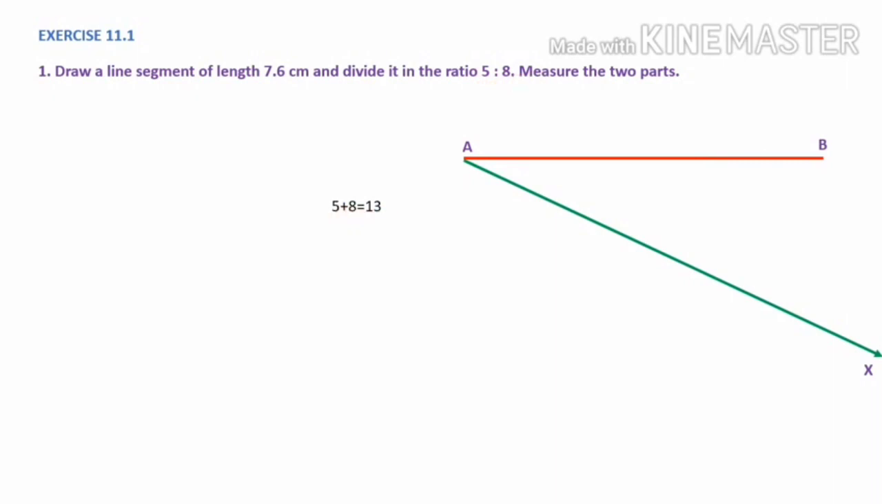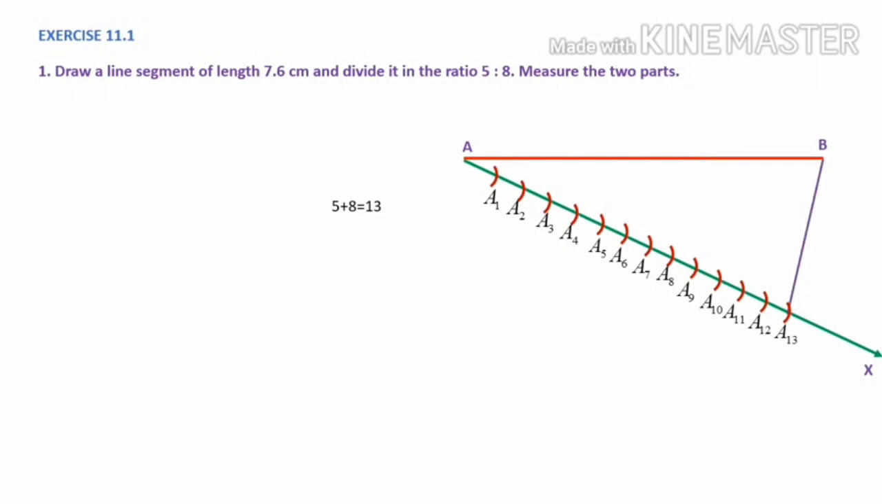Then take your compasses and divide the ray AX along ray AX. You have to make 13 equal portions by using your compass. And then we have to label them as A1, A2, A3, etc., up to A13. Next, we have to join the last division point, that is A13, and B. We have to join.